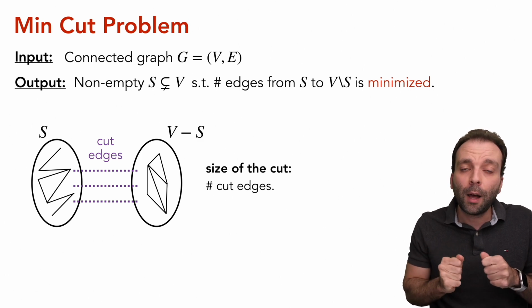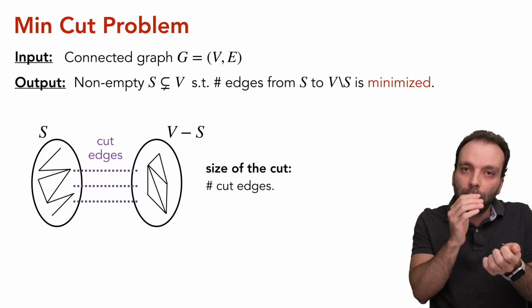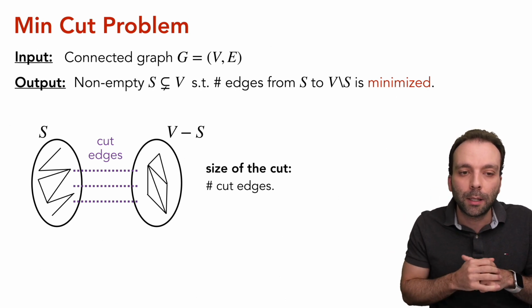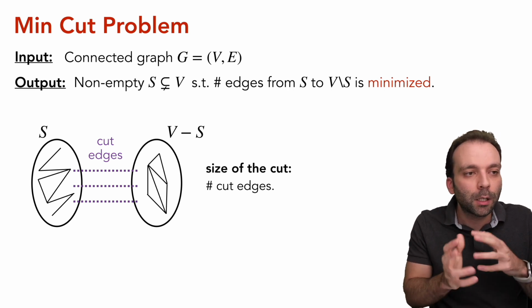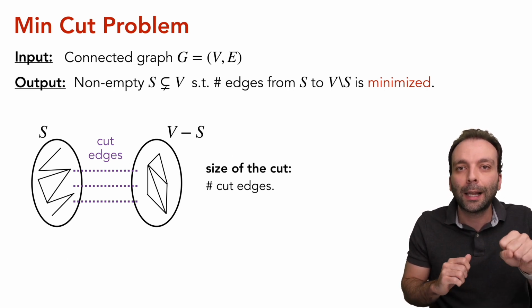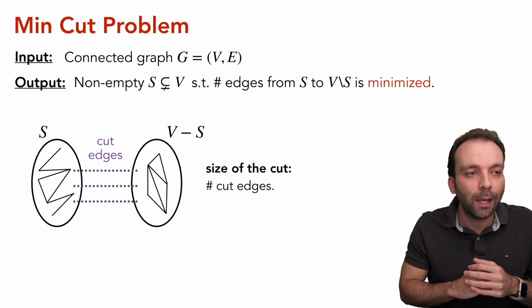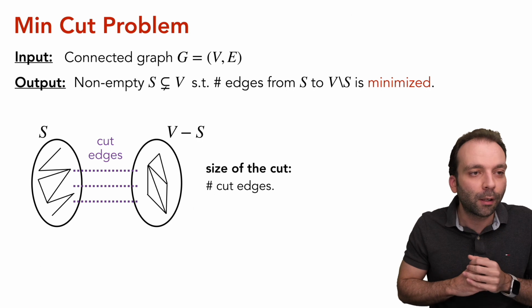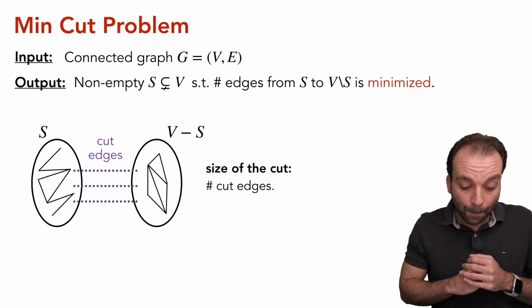Now we want to find a subset of the vertices S once again, such that the number of edges from S to V minus S is now minimized. Because it's a minimization problem, I'm not going to allow you to just pick an empty set or S to be the whole vertex set V. We want a non-trivial cut here. Okay, so this is the min cut problem.